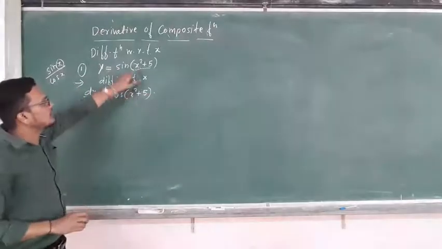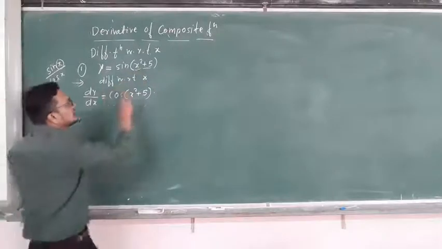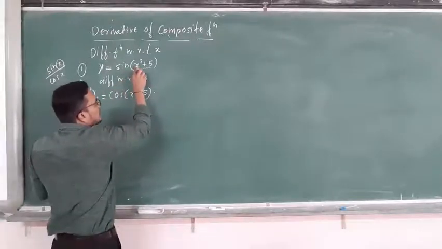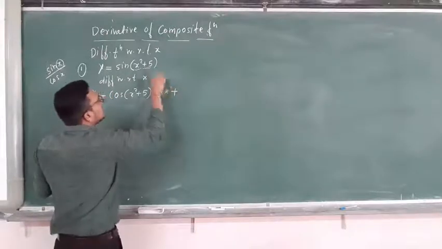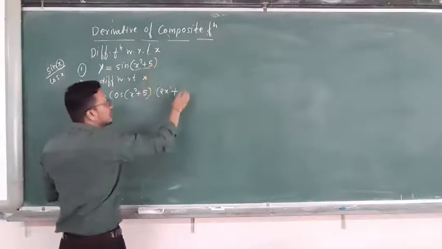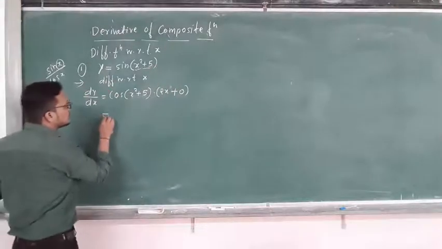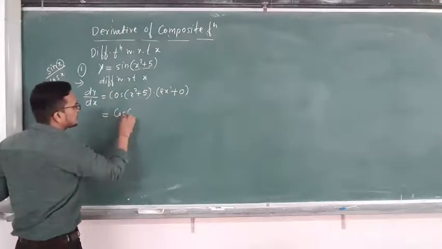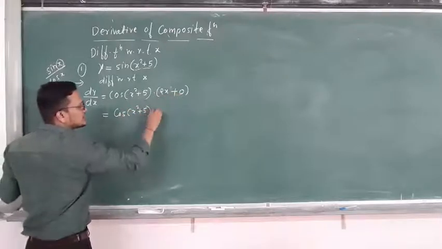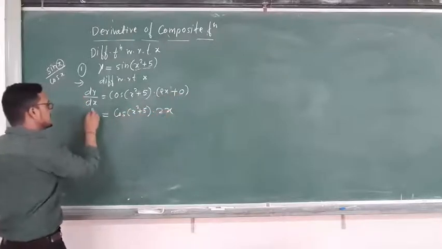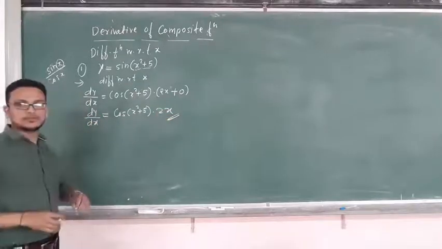Into, we have to take the derivative of the second function. What is the derivative of x square? It is 2x. Plus 5 is a constant, and the derivative of a constant is 0. So dy by dx is equal to cos of x square plus 5 into 2x plus 0, which is 2x. This is your derivative.